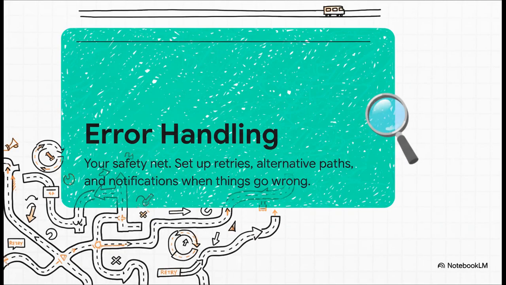And last, but definitely not least, error handling. This is your safety net, plain and simple, because let's be real, things break. Apps go down. It happens. Make lets you build in a backup plan for when things go wrong. You can tell it to try again, or take a completely different path, or just shoot you a quick notification. This is what turns a shaky automation into a rock-solid business process.